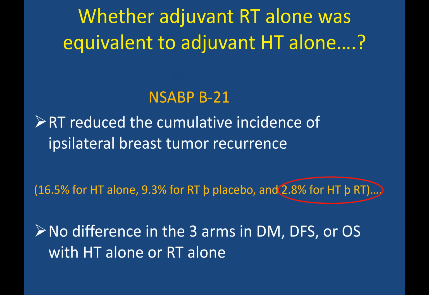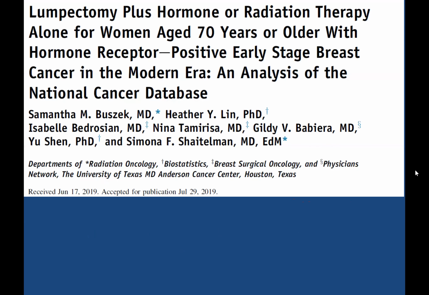And this was addressed in the NSABP B-21 trial. The radiotherapy reduced the cumulative incidence of ipsilateral breast tumor recurrence. So when you look into the data, you can clearly see that the much greater reduction in the local regional relapse has happened when the radiotherapy was combined with hormone therapy. Again, there is not much difference in terms of survival.